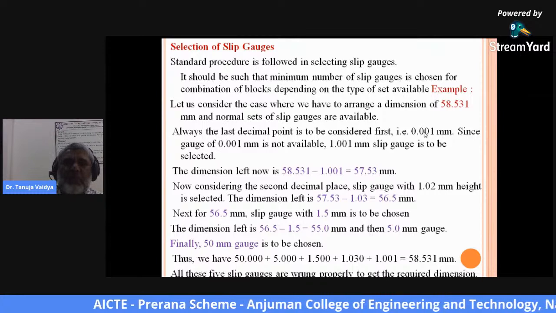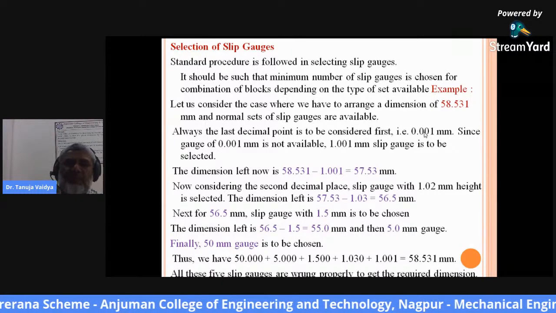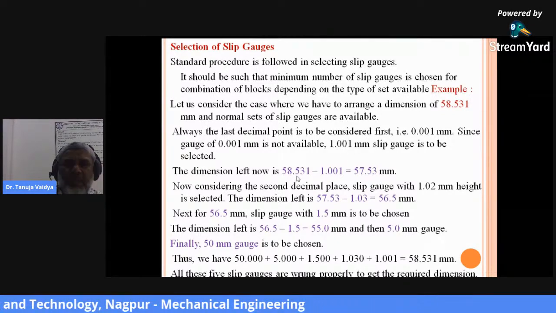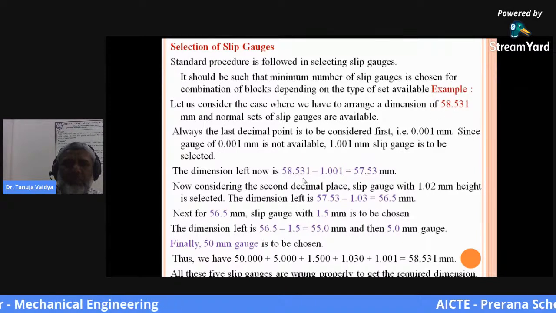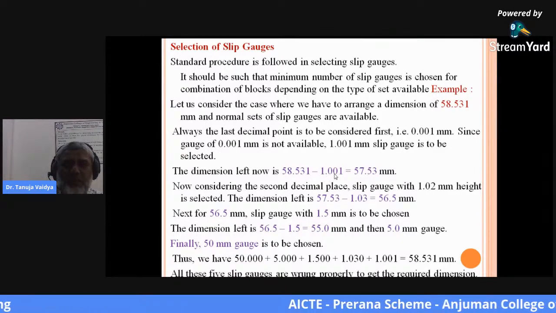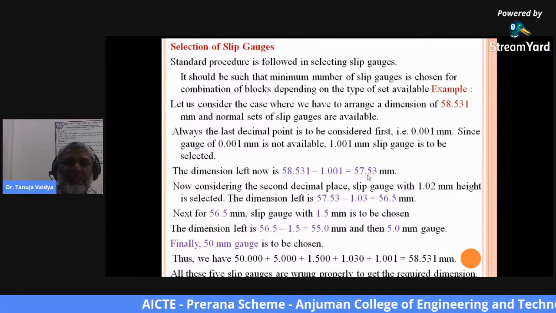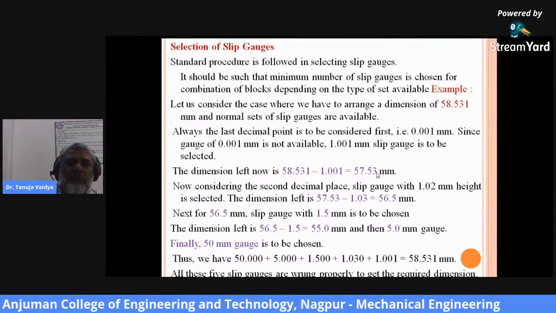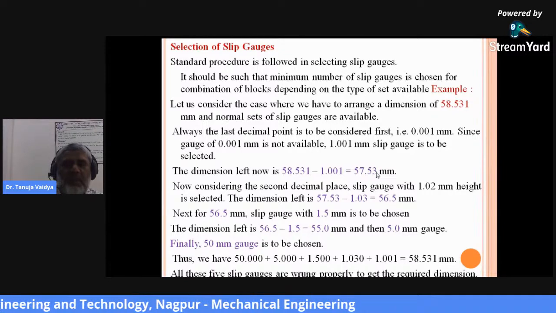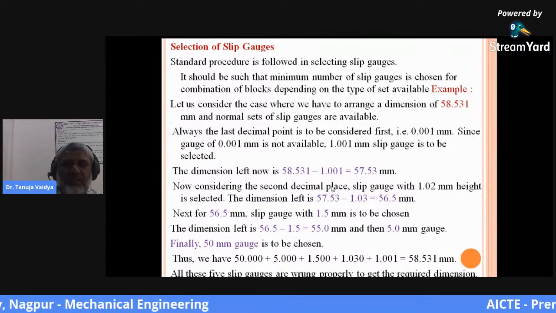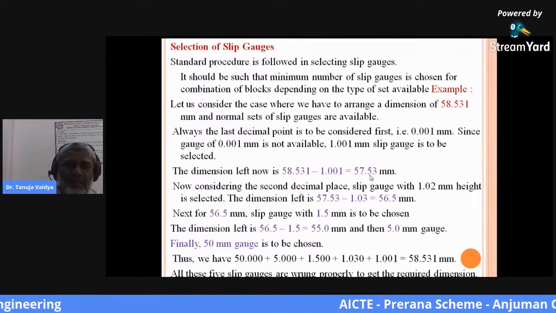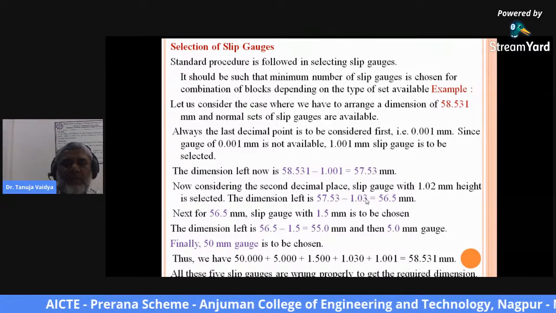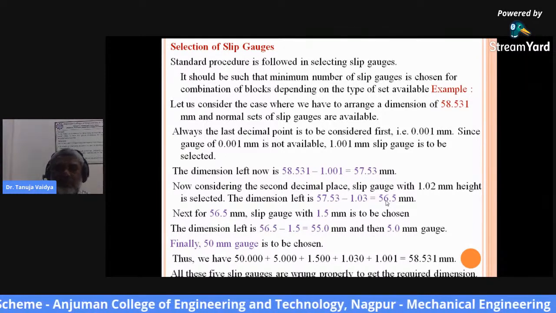So a 0.001 mm slip gauge is not available. Hence you have to use the 1.001 mm slip gauge. Now, from 58.531, you have selected the gauge of 1.001, so the remaining dimension is 57.53. Now you have to remove this 3. For 3, you have to select the gauge. Again, you select the 1.03 mm gauge. So from 57.53, you reduce 1.03 mm, and now the available dimension will be 56.5.